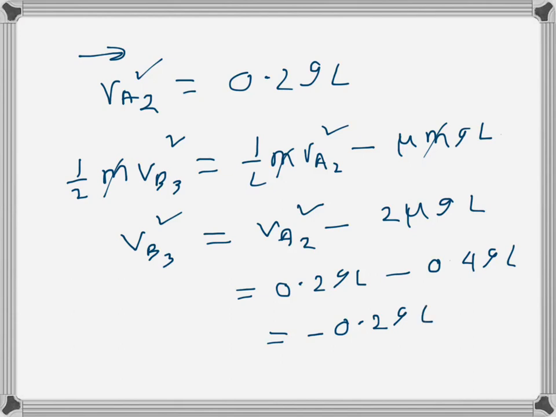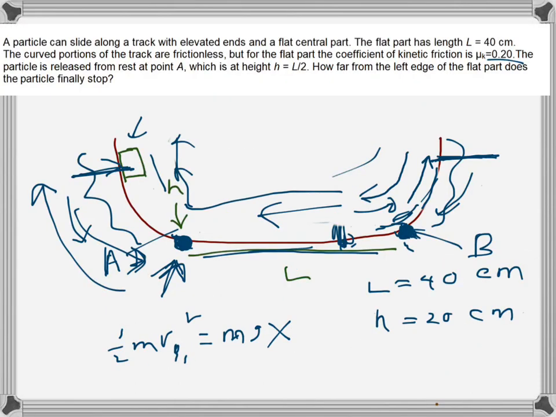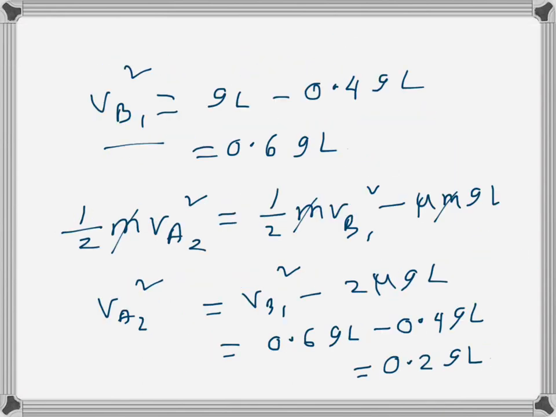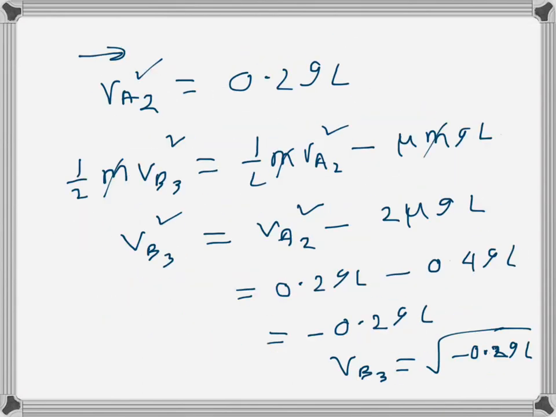So of course our velocity now is becoming an imaginary value. That means, as I was saying previously, mathematically we have seen that it doesn't go up to point B. It reaches somewhere in between. It stops somewhere in between. And that point we want to find now. So this is not acceptable, so it doesn't go all the way. So now we want to find how far does it go.